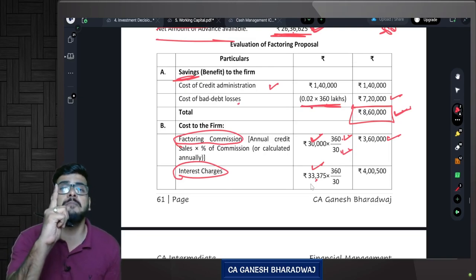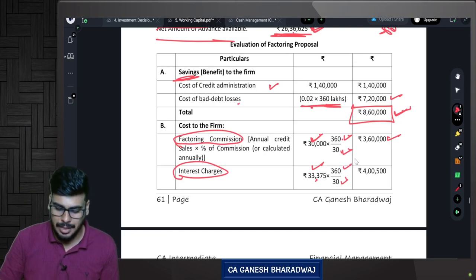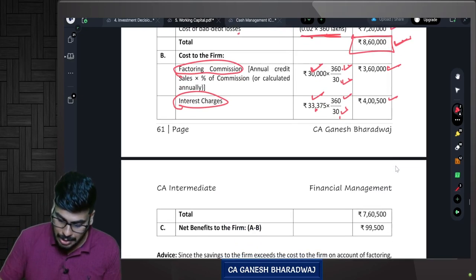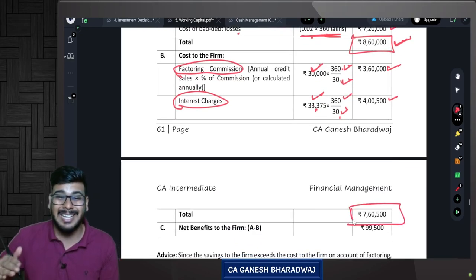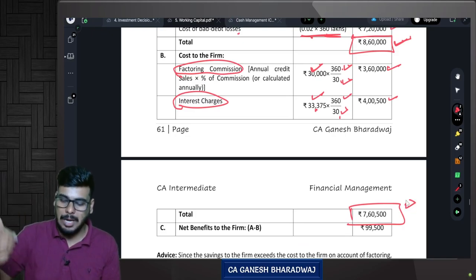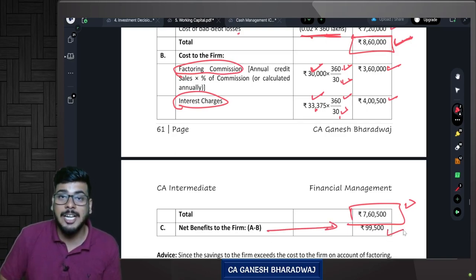Similarly, the interest charge is 33,375. That pertains to one period, that is 30 days. How many days are there in a year? 360 days. So 33,375 upon 30 into 360 gives you 4,00,500. So what is the total extra cost you incur because of factoring? 7,60,500. What is the total benefit you get because of factoring? 8,60,000. So the net benefit to the firm is 99,500.